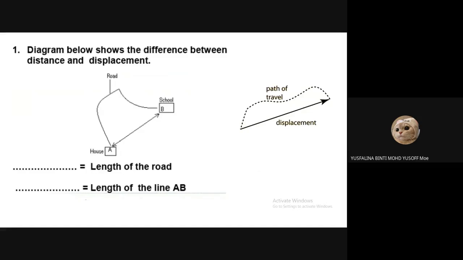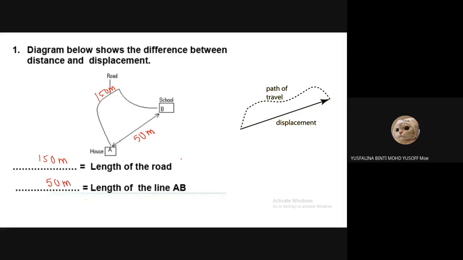For diagram 1, the diagram below shows the difference between distance and displacement. The length of the road, the length of the line AB. Let's say I put a value here: the length of the road is 150 meter, and the length of the line AB is 50 meter.